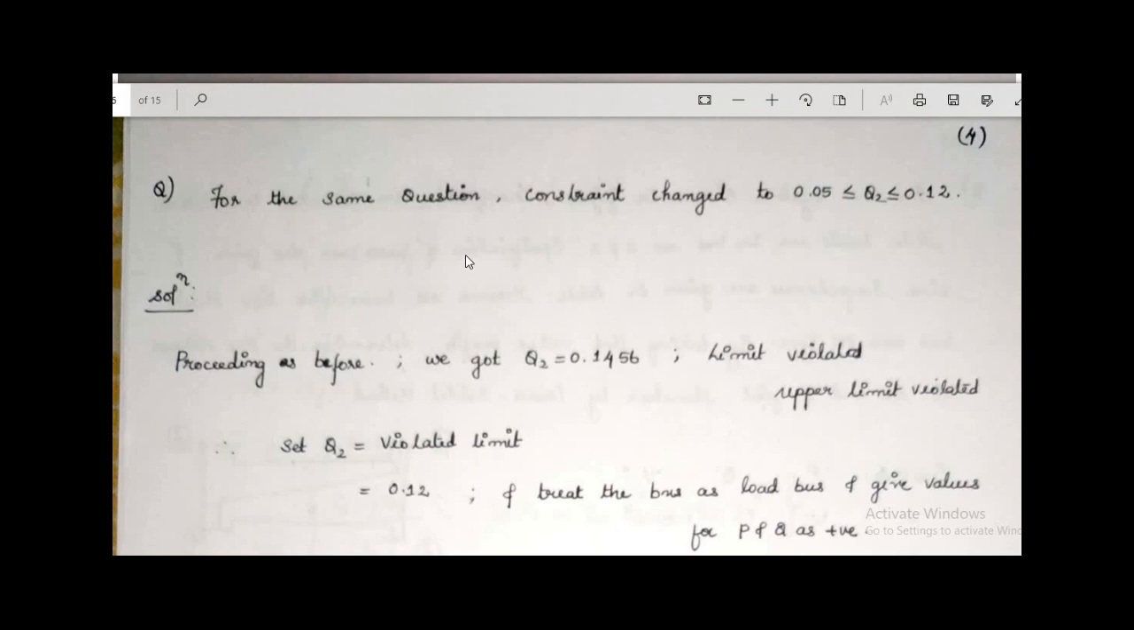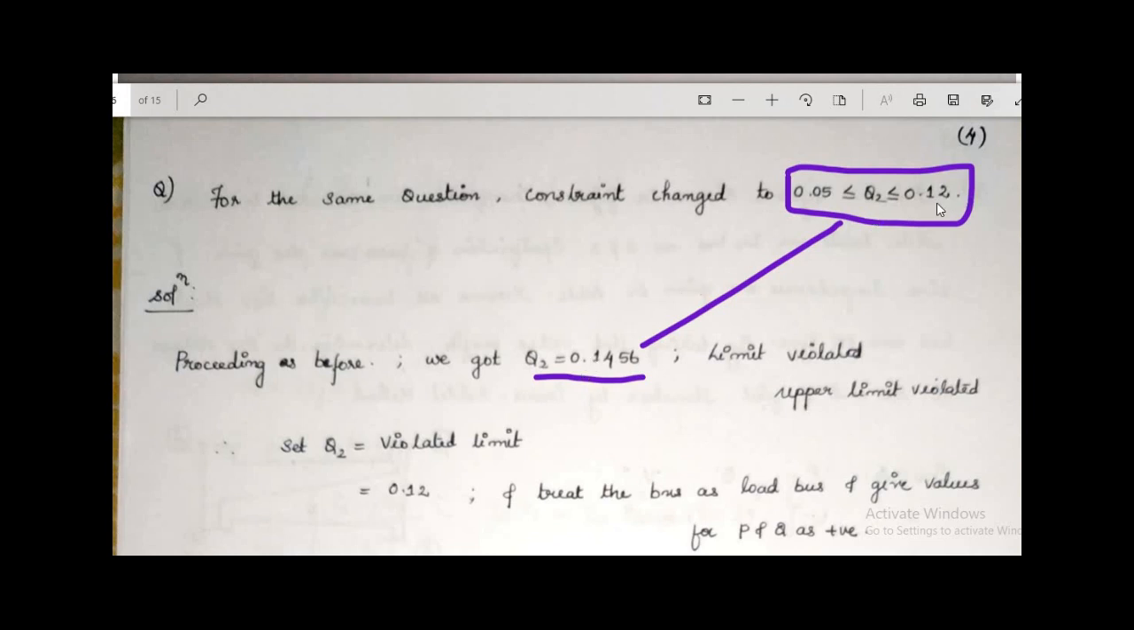Now moving on to another special case. Again, for the same question, the constraint is changed like this. Now let's start from here only, because till those steps it is familiar to you. What was the first step? First step was the calculation of admittance matrix. Second step was the initialization of the bus voltage. Third step was the calculation of reactive power, which we got as 0.1456. Now you check this with a limit. Yes, 0.05 is not violated, whereas 0.12 is violated.